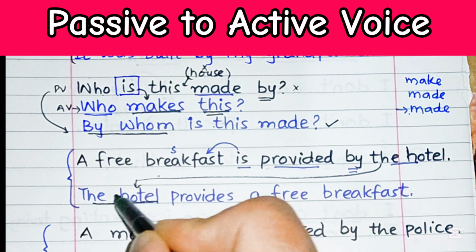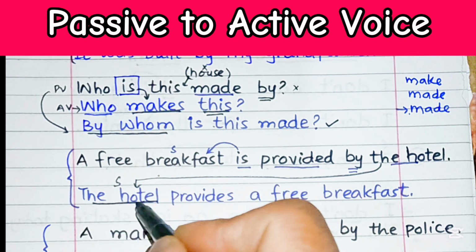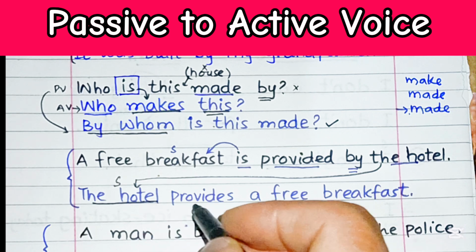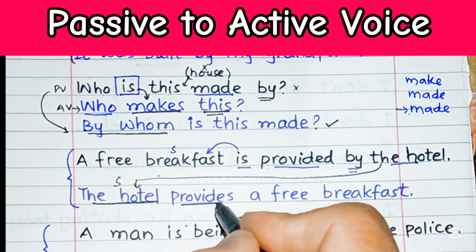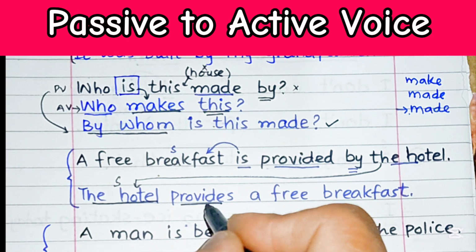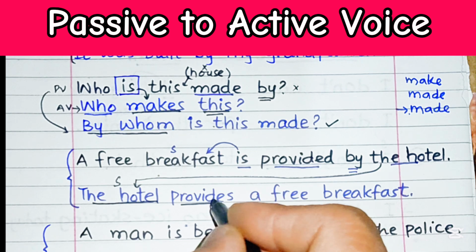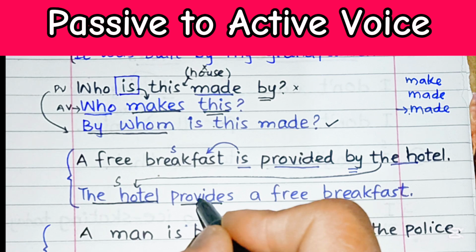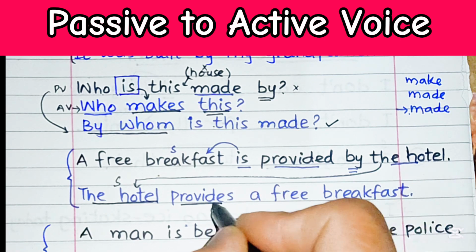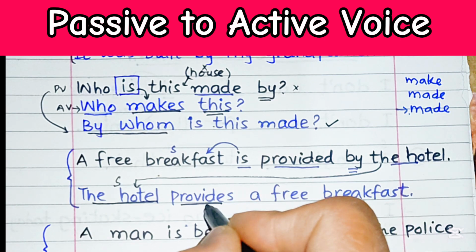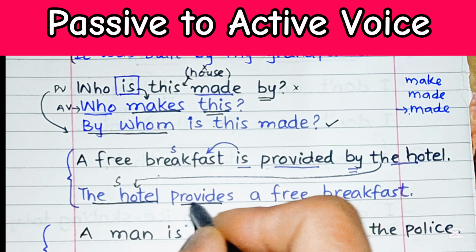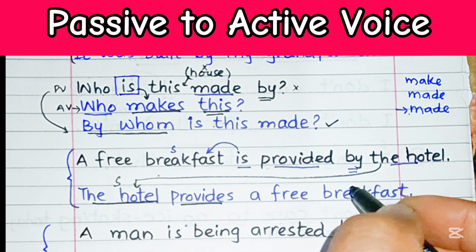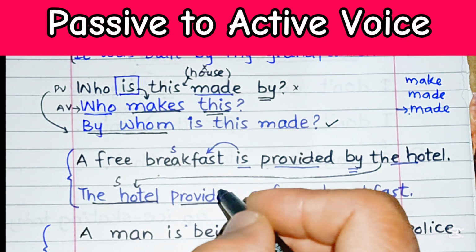This will be the new subject, the hotel. Begin with the hotel. This is the main verb, as I said, in the present tense. And the verb would be provides, we know it, because the hotel provides a free breakfast. Which sentence is better?